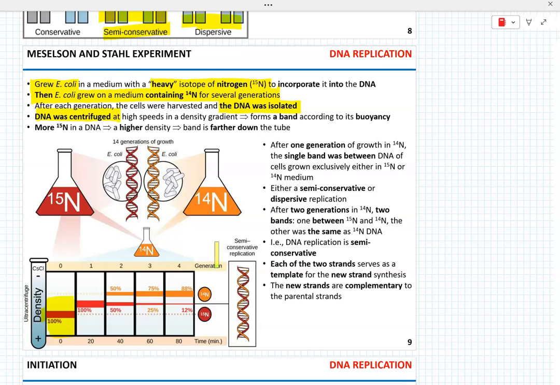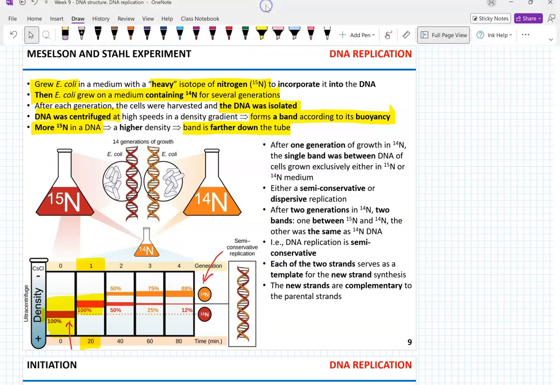Within the density gradient, the DNA will form a band according to its ability to float, according to its buoyancy. So, if DNA contained more nitrogen 15, it would be heavier, have higher density, and the band would be farther down the tube. After one generation, they discovered a single band, but it was between the DNA of the cells grown exclusively on nitrogen 15 and cells grown exclusively on nitrogen 14. That immediately suggested that it's either semi-conservative or dispersive replication.